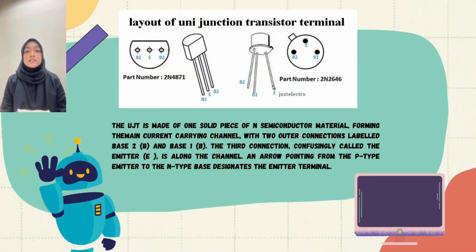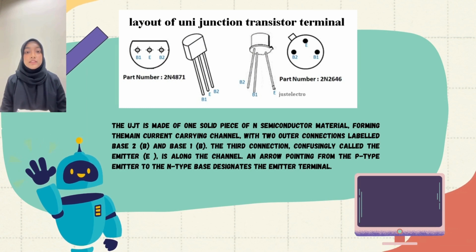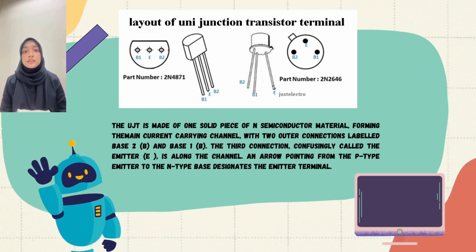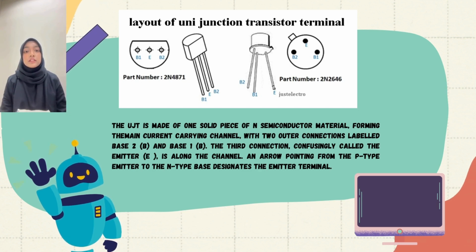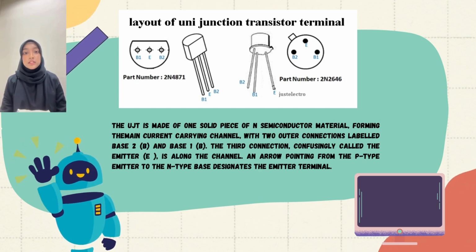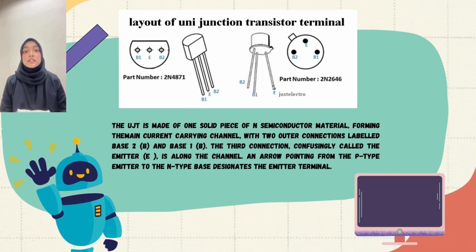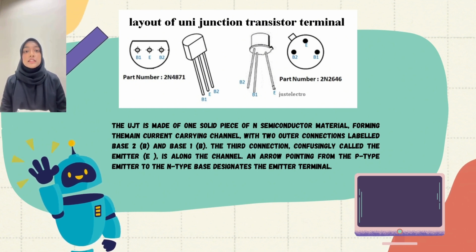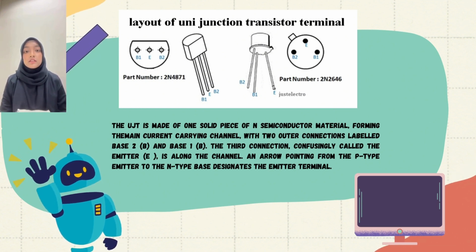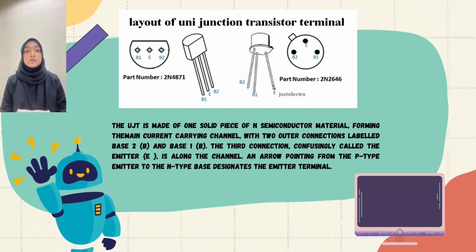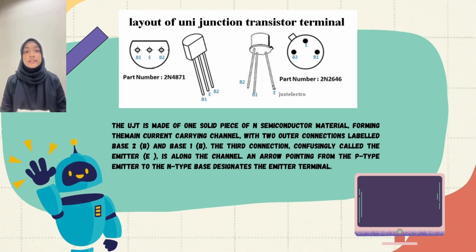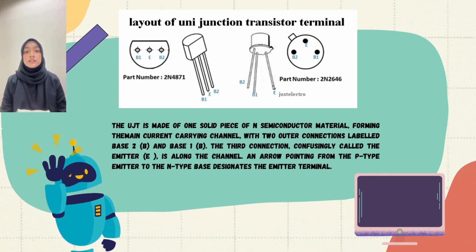The UJT is made of one solid piece of N semiconductor material, forming the main current carrying channel with two outer connections labeled base 2, B2, and base 1, B1. The third connection, confusingly called the emitter, E, is along the channel. An arrow pointing from the P-type emitter to the N-type base designates the emitter terminal.